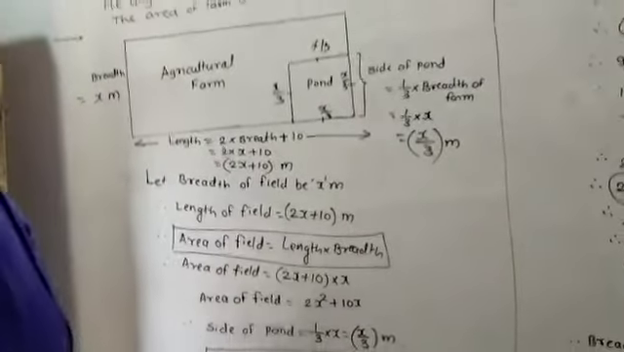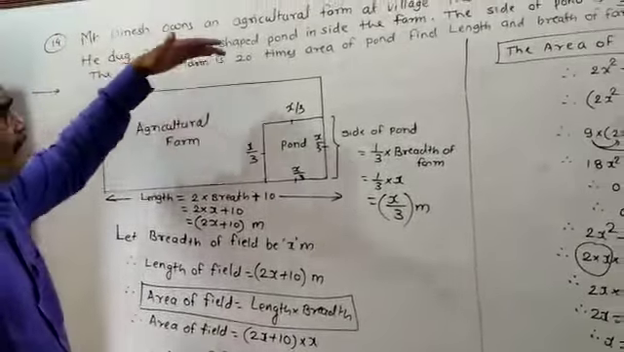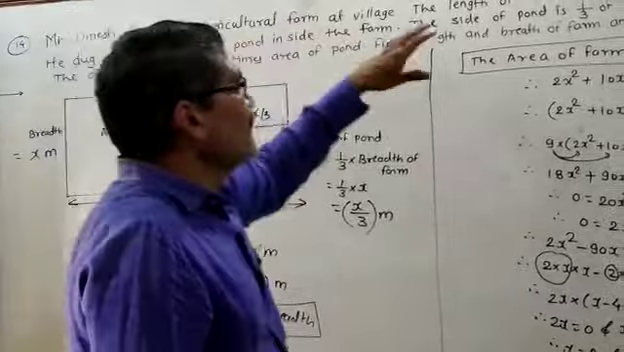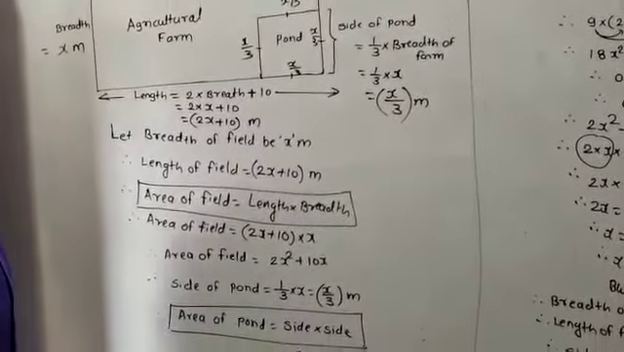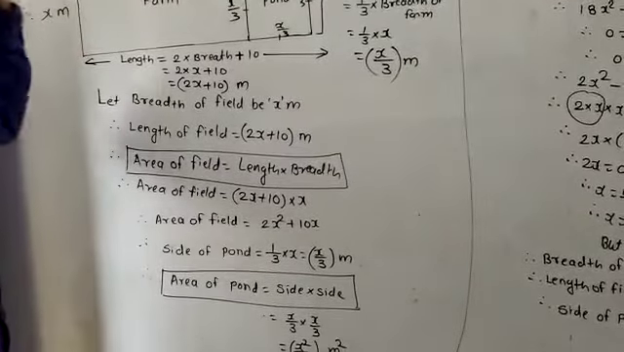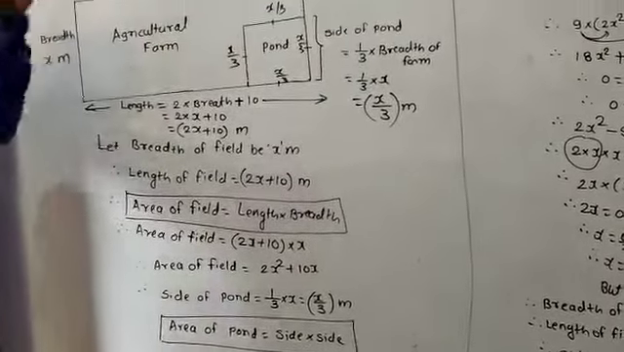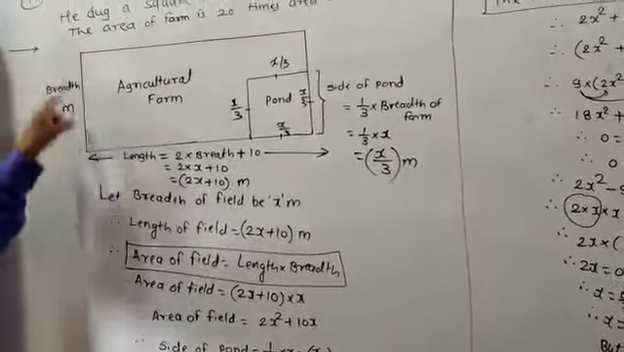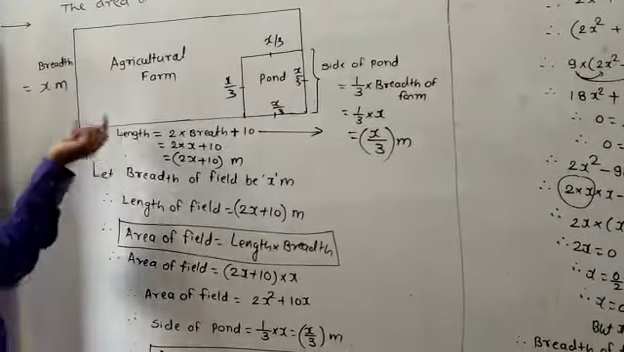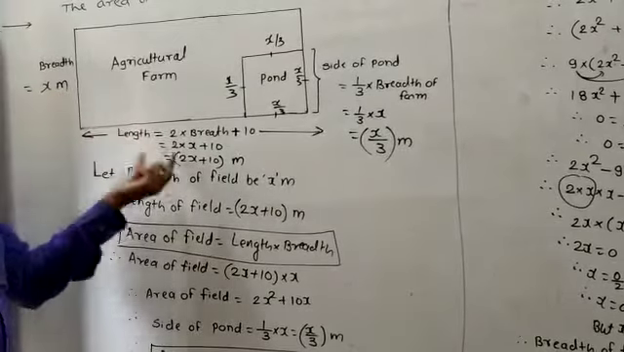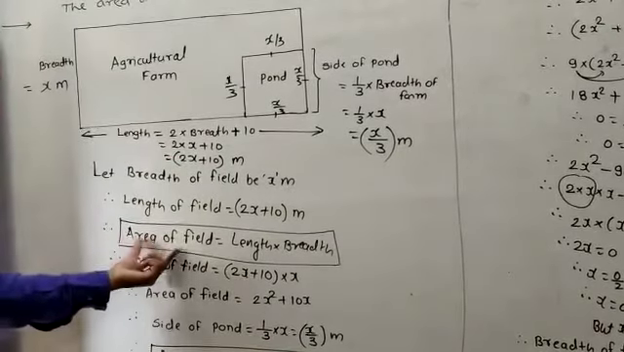After that, one condition is given. The area of the farm is 20 times the area of the pond. Area of the farm is 20 times the area of the pond, means first of all this area you have to find out. First of all, area of the rectangular farm you have to find out. So this is the length, this is the breadth of the pond, this is the length of the pond.